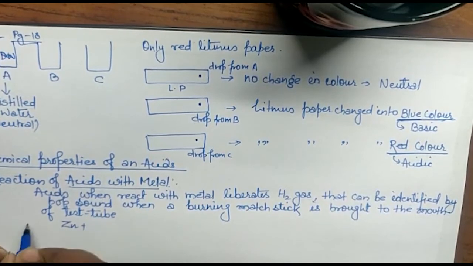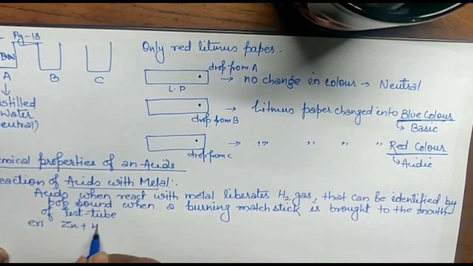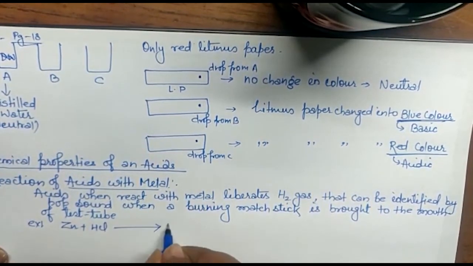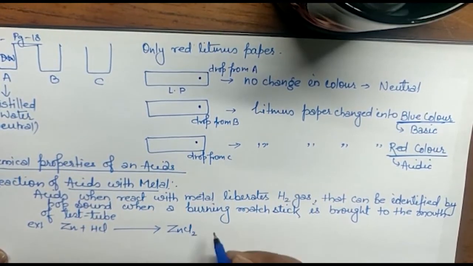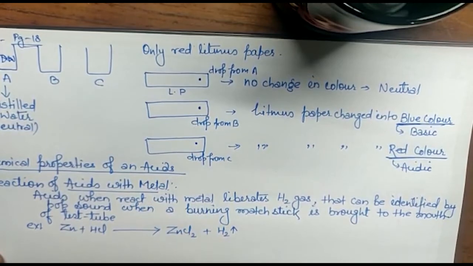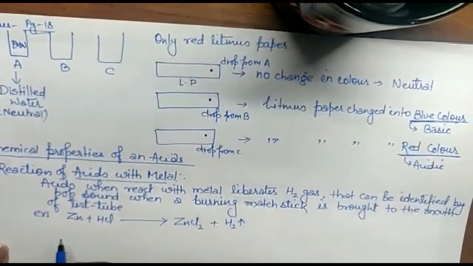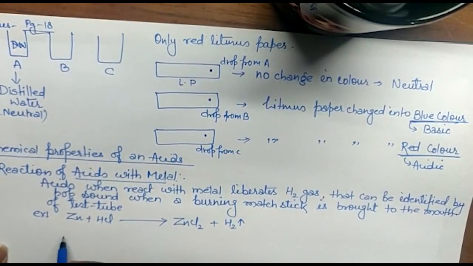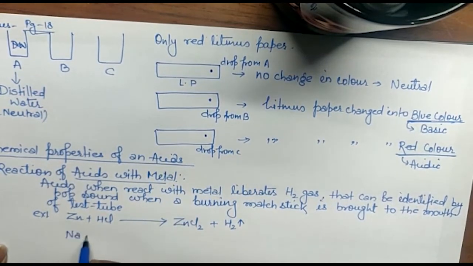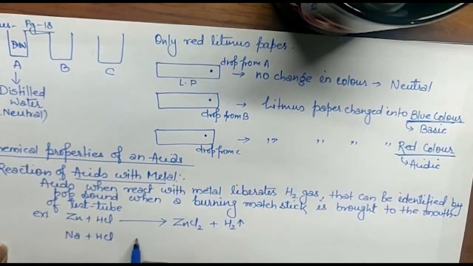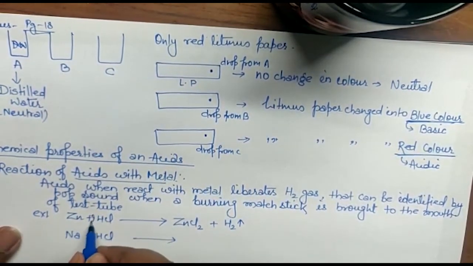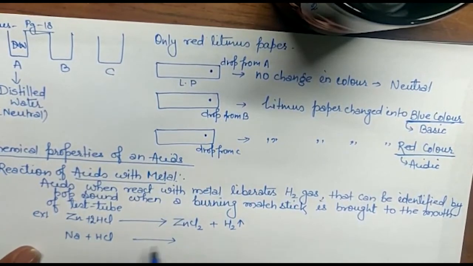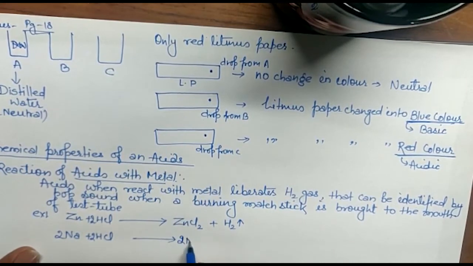Okay, example, Zn plus HCl, it will give you ZnCl2 plus H2. This H2 gas will be identified by pop sound. Like another example, you can try it, Na with this HCl, what it will give. So to balance it, we have to make it 2 over here. This one, to balance it, we have to do like this, 2 NaCl and H2.